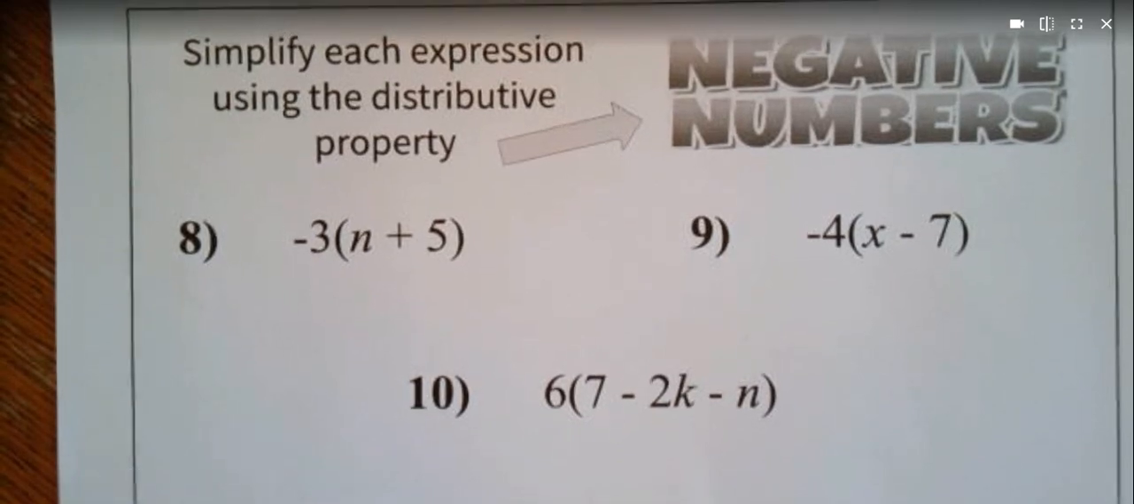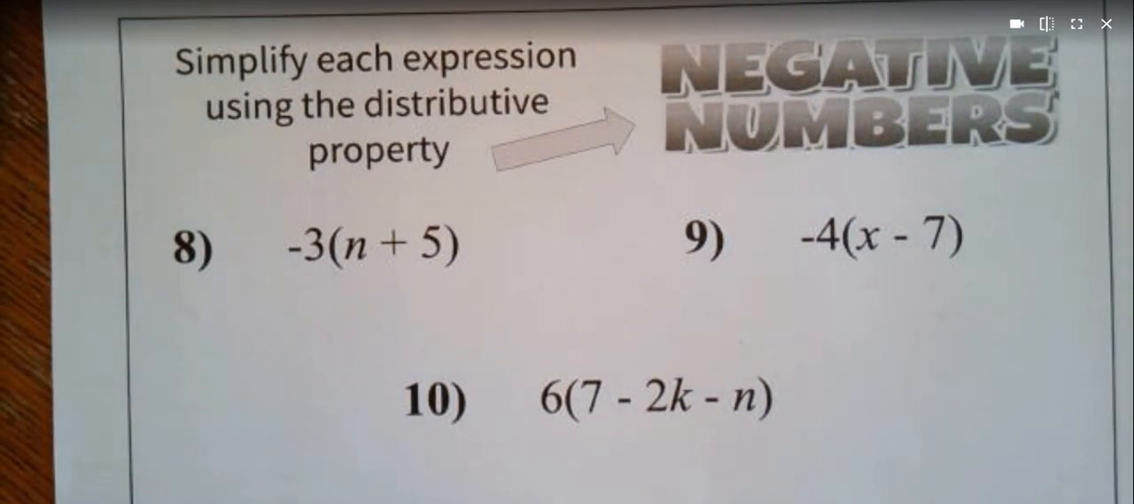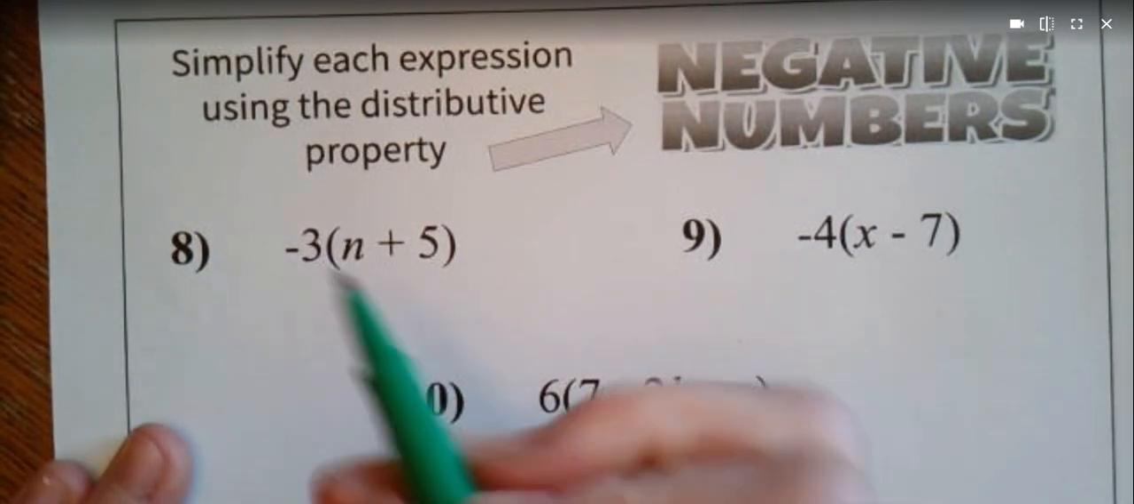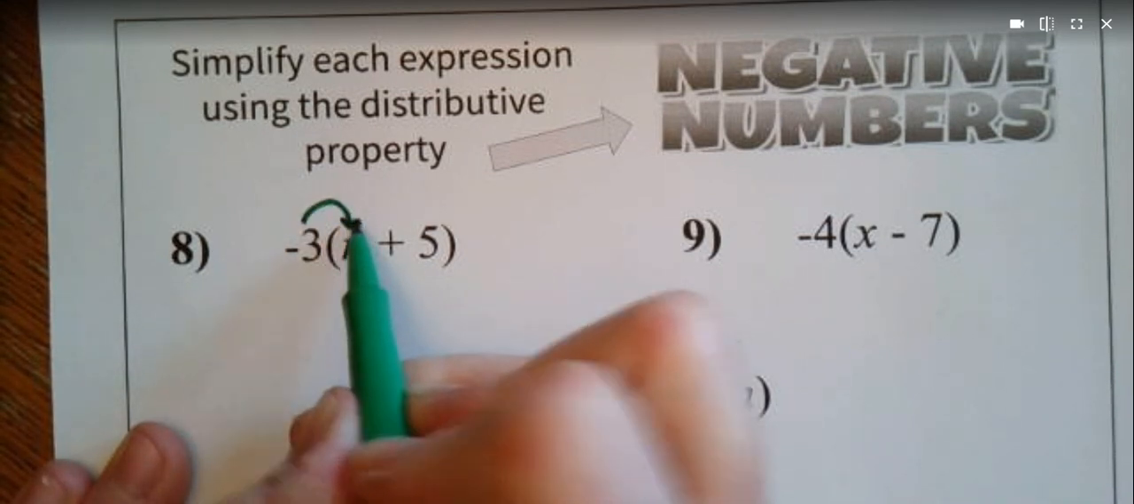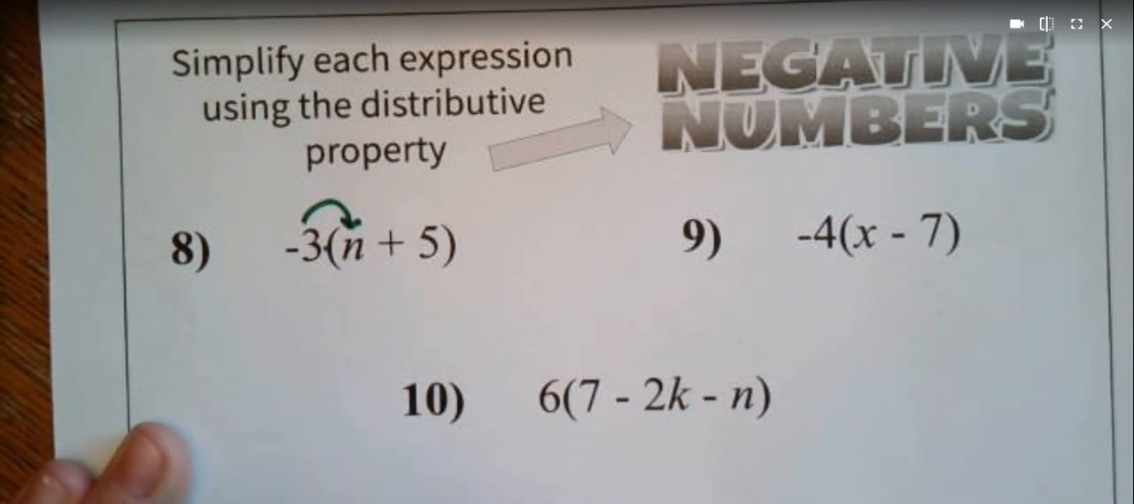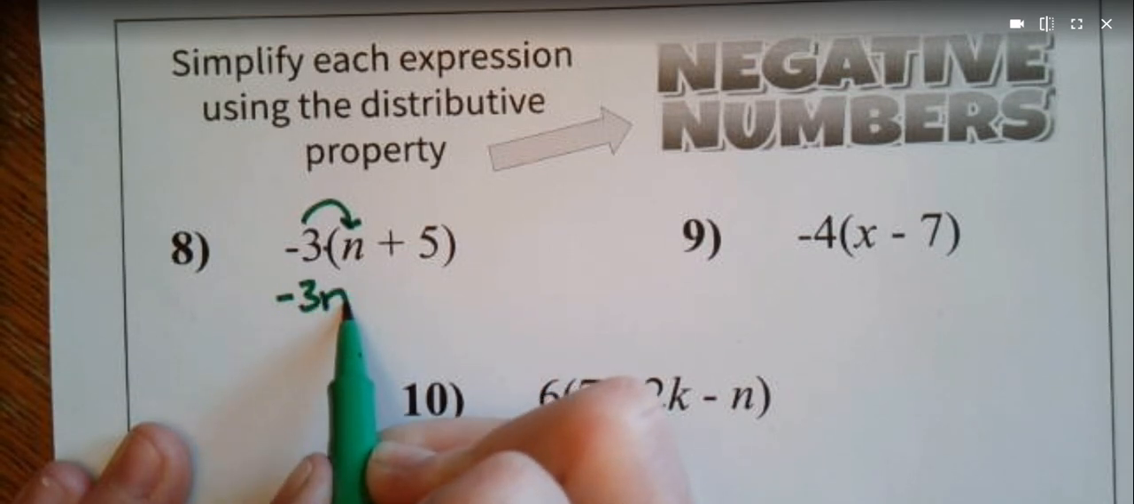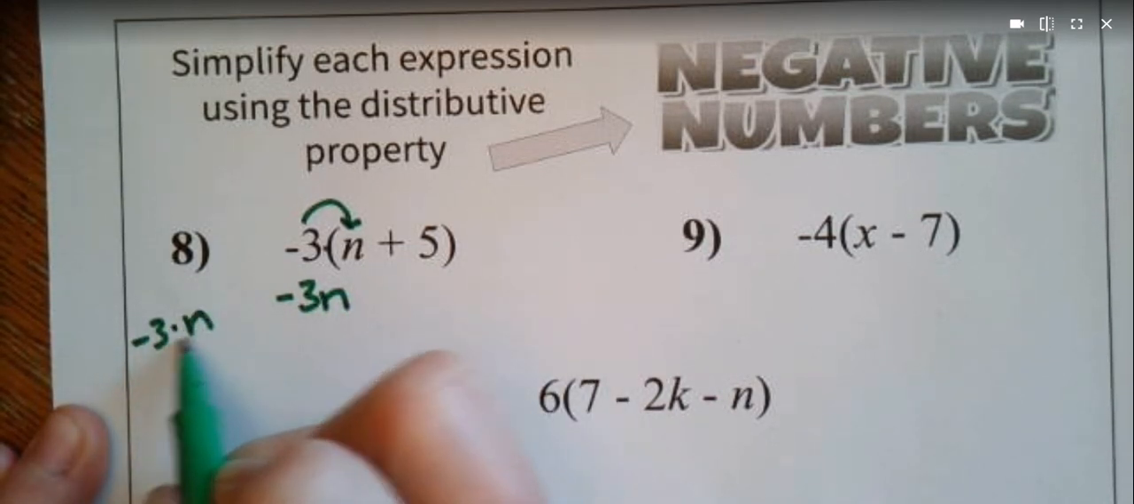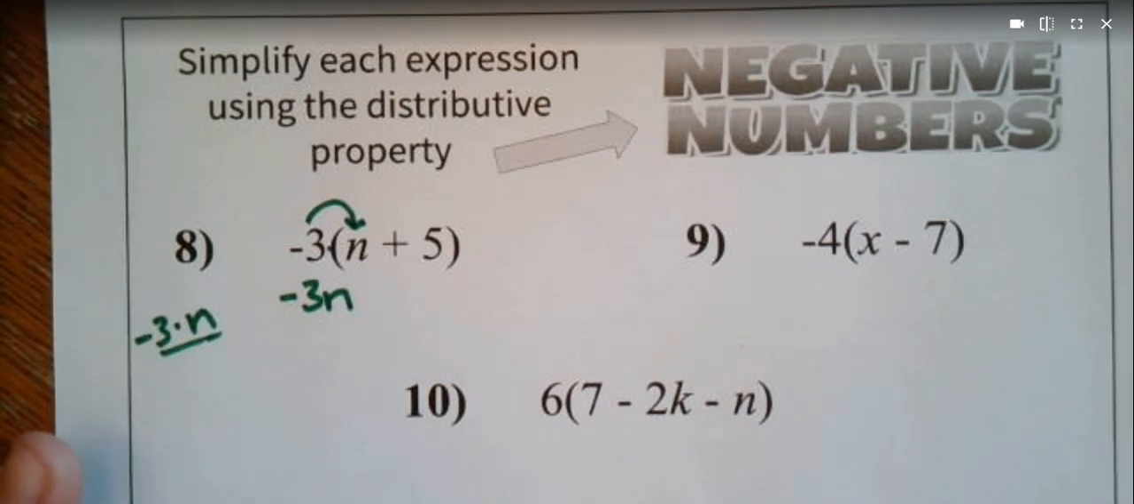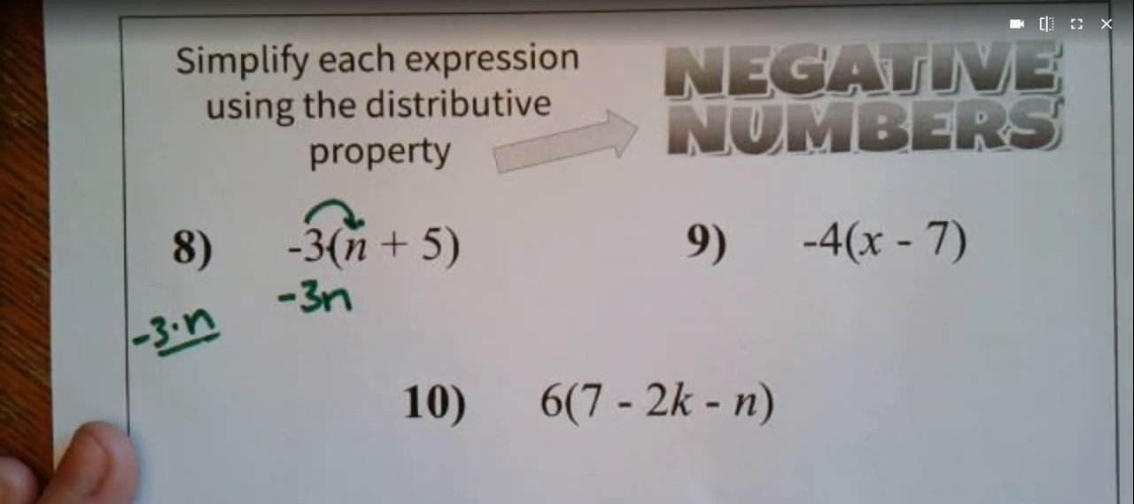All right, let's give them a try. And if you did these on your own, that is awesome. Let's see if you did it right. So we got negative 3 times n. Negative 3 times n is negative 3n. I'm simply just putting them together. I don't need any dot or times sign in between at all.